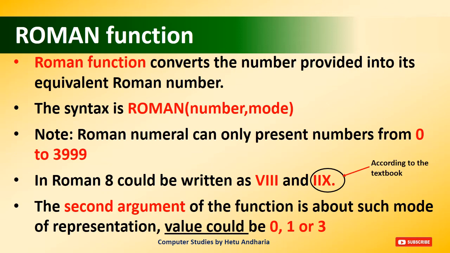Now the syntax is =ROMAN(number, mode). Now what is this mode? The second argument of the function is the mode, representing a value which could be 0, 1, 2 and 3. Now the fact which is not mentioned in the textbook is that there is no need to type any mode. You can straight away enter the number. And the values given for mode here may differ. That I will teach you when we do the practicals.